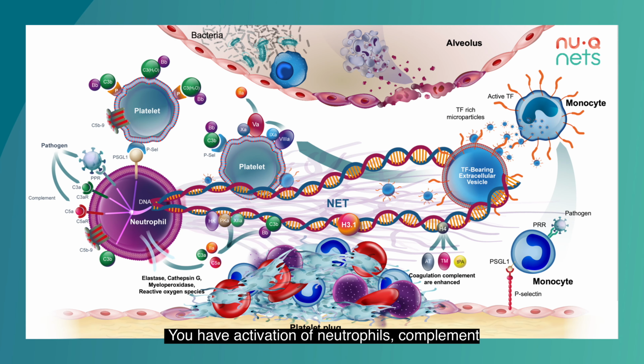You have activation of neutrophils, complement activation of platelets, complement activation of neutrophils, neutrophils talking to platelets, platelets talking to neutrophils. You can see at the very top how the pneumococcus has stimulated monocytes and degraded their action, how it has damaged the lining of the air sac and leaked into the microvasculature, and the whole host of the immune response here.